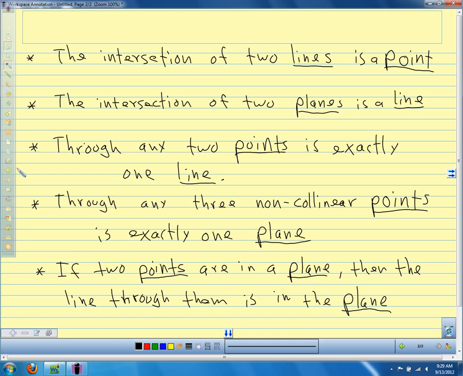Next question: Why is 1 point not enough to name a plane? Why couldn't we name a plane with 1 point? Anybody have an idea? What are you thinking, Lyndon? Nothing.